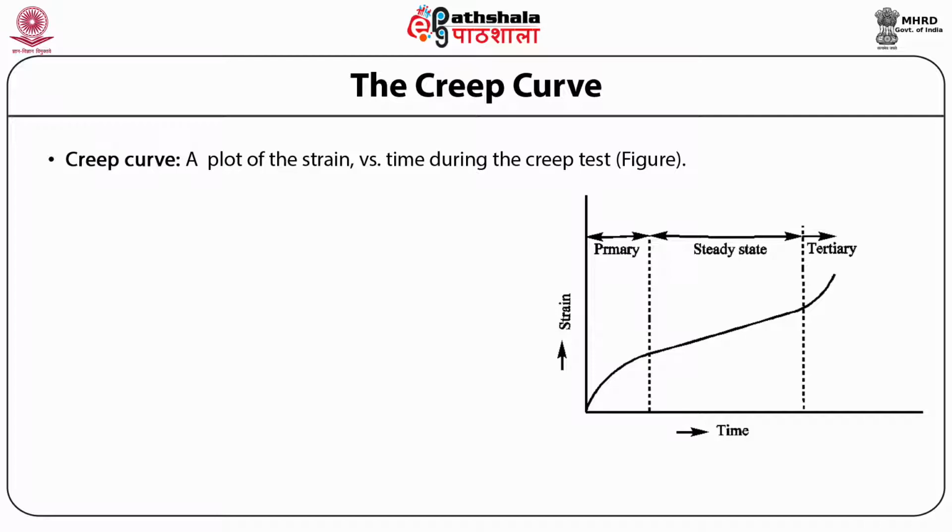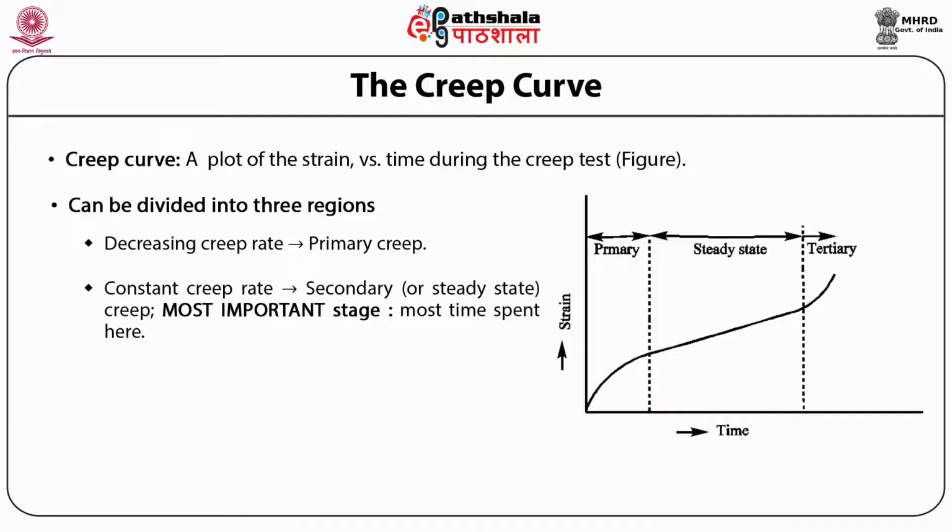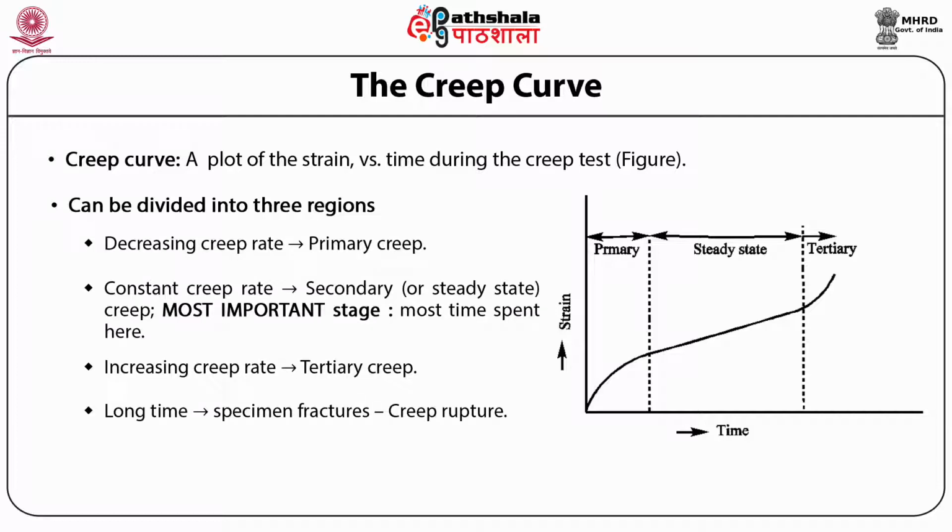If we look at this curve, we can see that it can be divided into three regions corresponding to decreasing, constant and increasing rates of strain. These regions are termed primary, secondary or steady state, and tertiary creep respectively. There is a comparatively very small elastic deformation as soon as the load is applied, which can be neglected. If the creep test is carried out for sufficient time, the specimen fractures. This is called creep rupture.